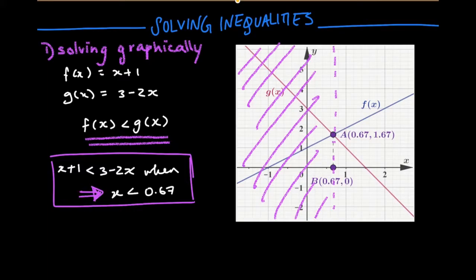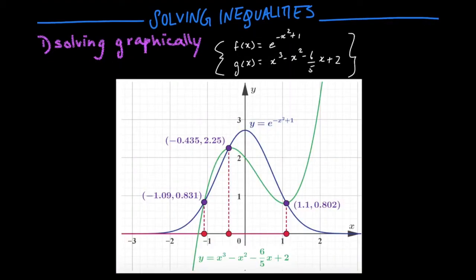Let's say we have more than one intersection point though. So, okay, so let's say we're given these two functions, and the green function is f of x, and the blue function is g of x, and we basically follow the same process where we graph this on our graphing calculator and find the intersection points. So this has 3 distinct intersection points, and the question is asking us to find where f of x is greater than or equal to g of x. So where e to the power of negative x squared plus 1 is equal to g of x.